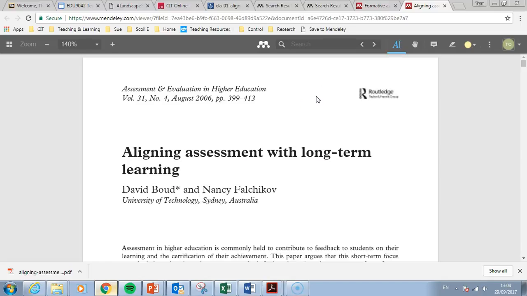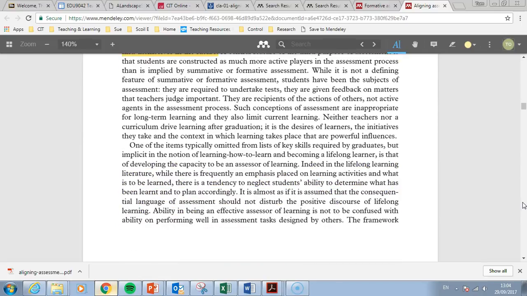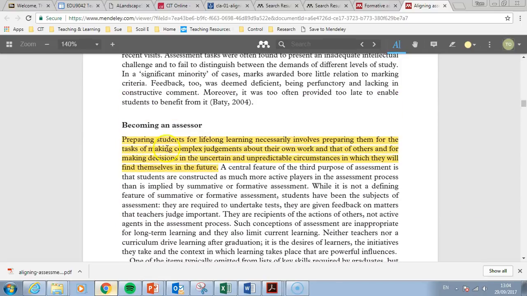As part of that, we might be asking what sort of skills are important in terms of independent learning. And David Boud has written a lot about this with assessment in mind. For example, one of his papers from 2006 is Aligning Assessment with Long-Term Learning. And in this, he talks about preparing students for lifelong learning necessarily involving preparing them for tasks of making complex judgments about their own work and that of others, and for making decisions in uncertain and unpredictable circumstances.